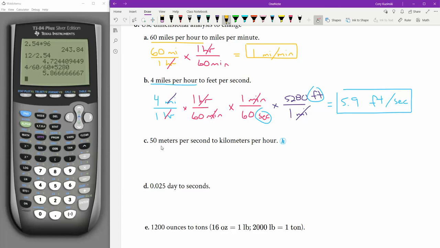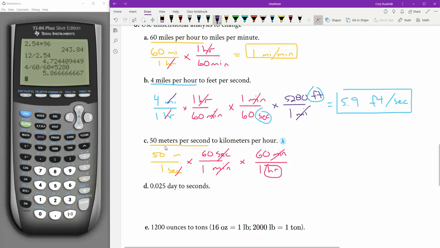Here we go again. 50 meters per second. 50 meters for every 1 second. What am I trying to turn that into? Kilometers per hour. 60 seconds, cancel, is the same as 1 minute. And 60 minutes is the same as 1 hour. Cancel. So now I'm down to hours.